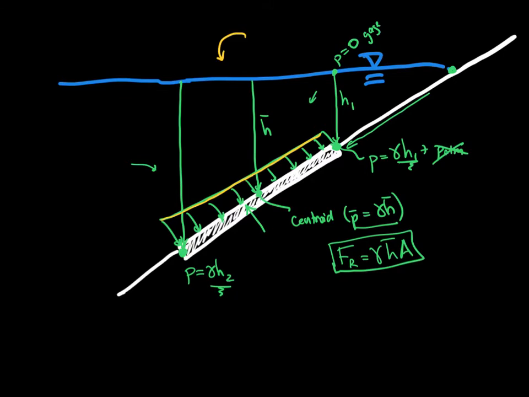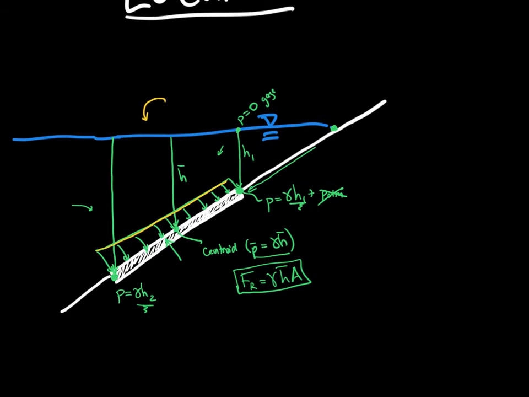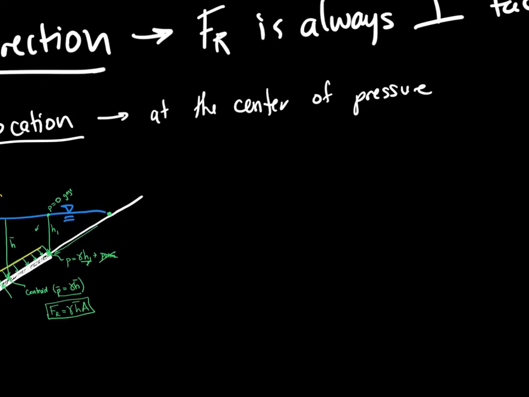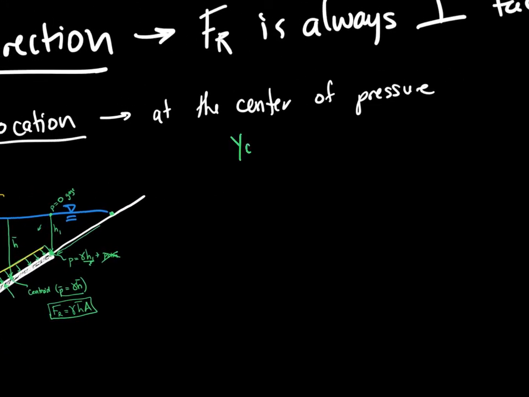So the center of pressure is a little bit deeper than the centroid, and the way we define that mathematically is like this. The center of pressure is defined this way: YCP equals I bar over Y bar A, plus Y bar.